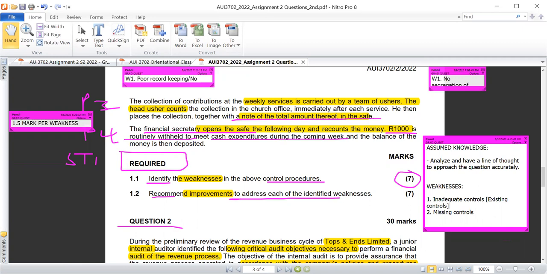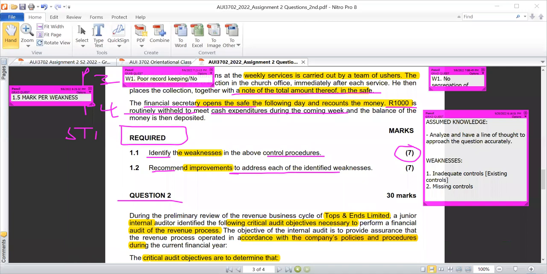missing controls. Now I'm going to open my notes so that I can quickly summarize that aspect, and we get into question two shortly thereafter. I've got notes, colleagues, on how you write weaknesses and how you write audit procedures and so on. So I'm going to open my notes dealing with weaknesses, just so that I can help somebody, especially when it comes to question one.